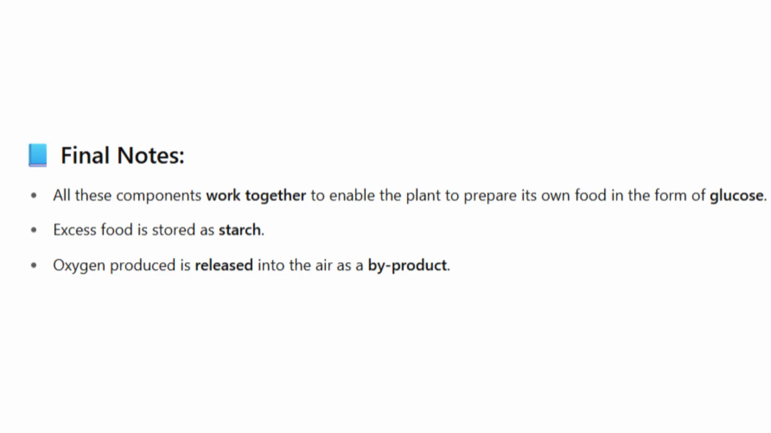Final notes. All these components work together to enable the plant to prepare its own food in the form of glucose. Excess food is stored as starch. Oxygen produced is released into the air as a byproduct.